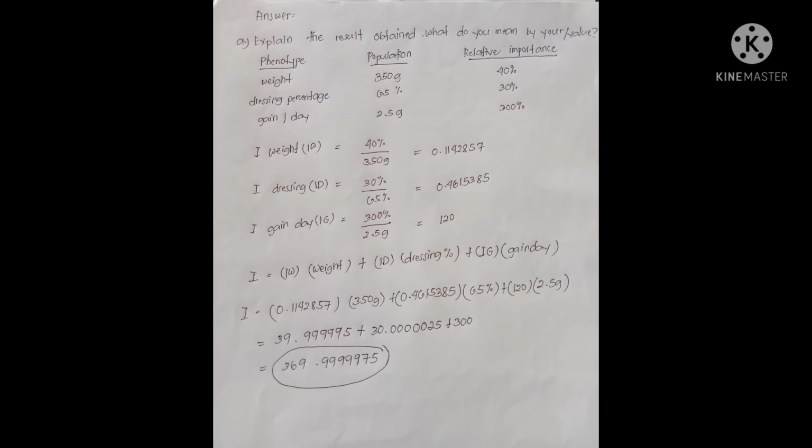Explain the result obtained. What do you mean by your value? Dressing percentage niya is, yung weight is 40% over 350 grams equals 0.22857. Dressing naman is 30% over 65 is equal.